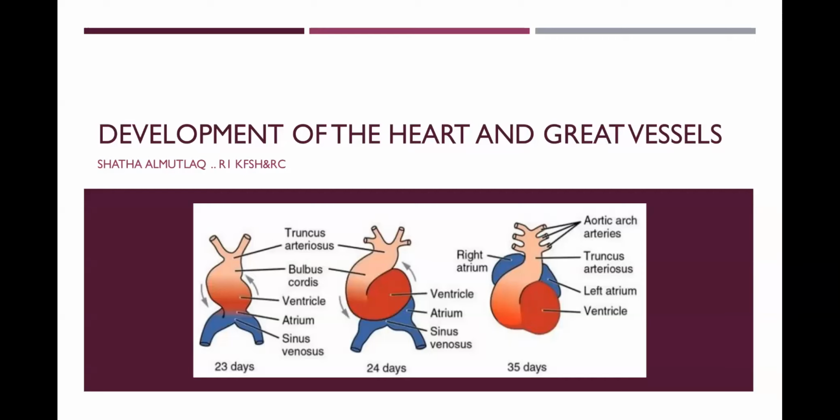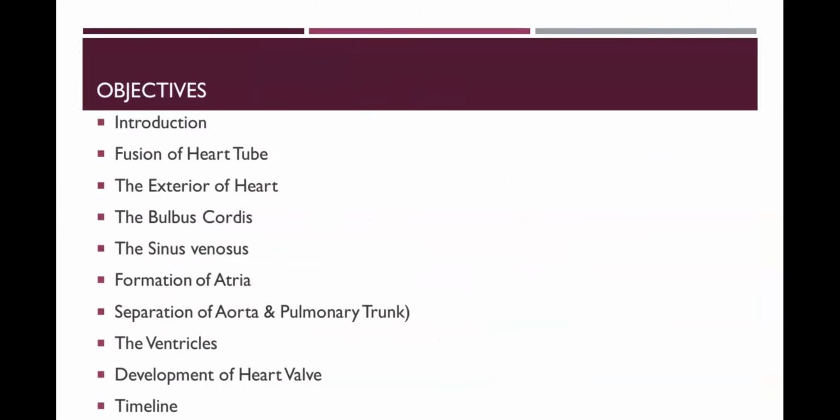Today I will talk about development of the heart and great vessels. These are my objectives today: introduction, the fusion of the heart tubes, the exterior of the heart and the bulbus cordis, the sinus venosus, formation of the atria and separation of atria and pulmonary trunk, then ventricle and development of the heart valves and the timelines.